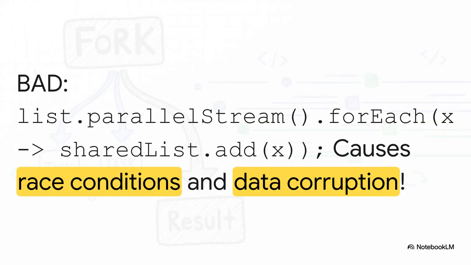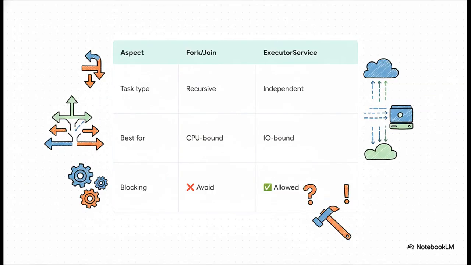And this right here, this is a perfect example of what not to do. You've got multiple threads all trying to call add on the same non-thread-safe ArrayList at the exact same time. This is a textbook race condition. It's a complete disaster waiting to happen. You're going to get wrong answers, weird exceptions, and a really bad headache. It's a massive anti-pattern.